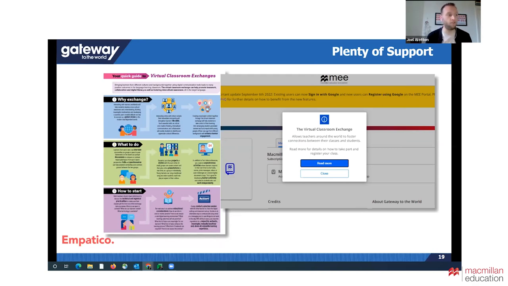That's a very quick overview of this simple way to sign your class up and register for the virtual classroom exchange if you're a Gateway to the World user.